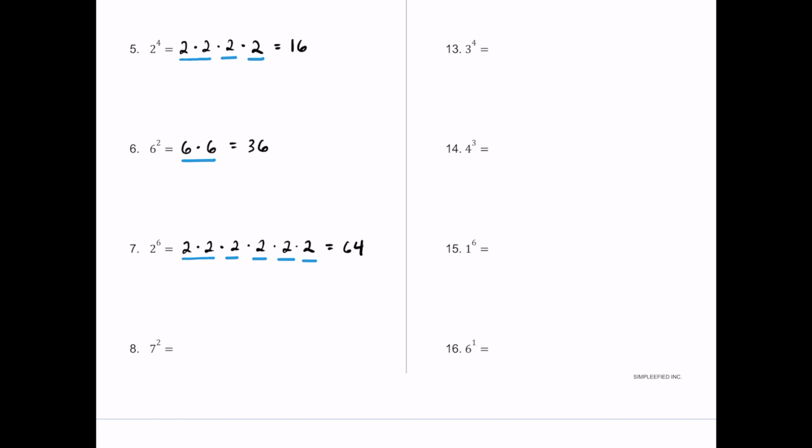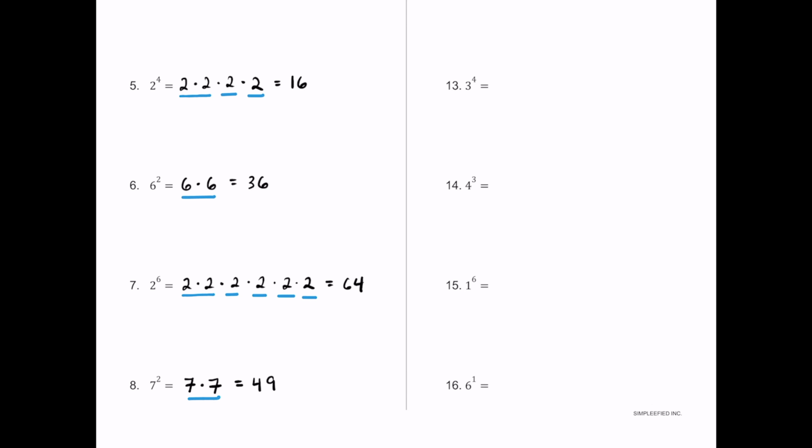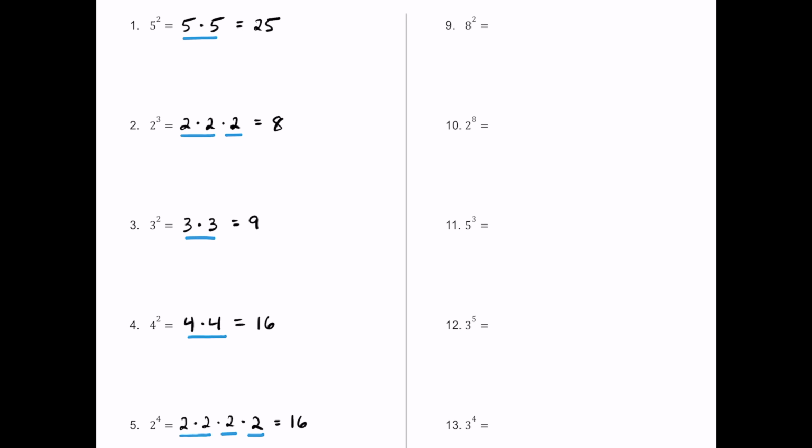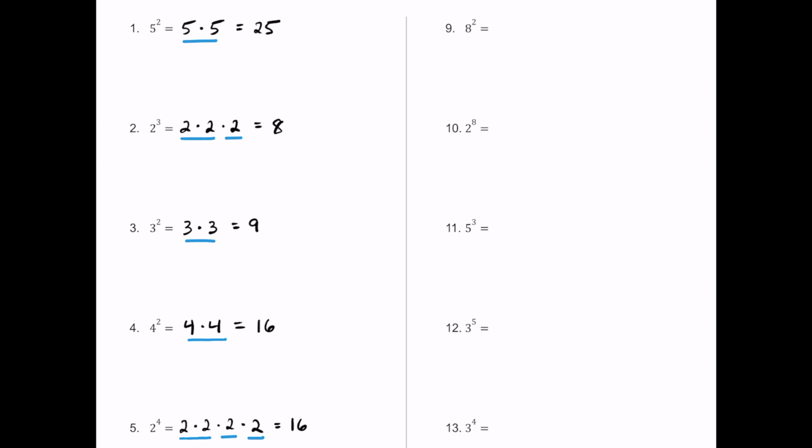For number 8, we have 7 to the second power. That means 7 times 7. And 7 times 7, that is equal to 49. So that's going to be what 7 squared is, or 7 to the second power. For number 9, we have this 8 to the second power, or 8 squared. That means we have 2 of these 8s, so it's 8 times 8. Now 8 times 8 is equal to 64, so that's going to be the value of this power.